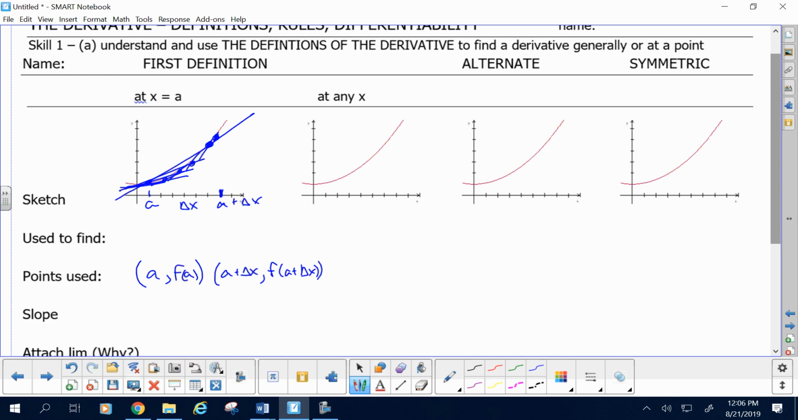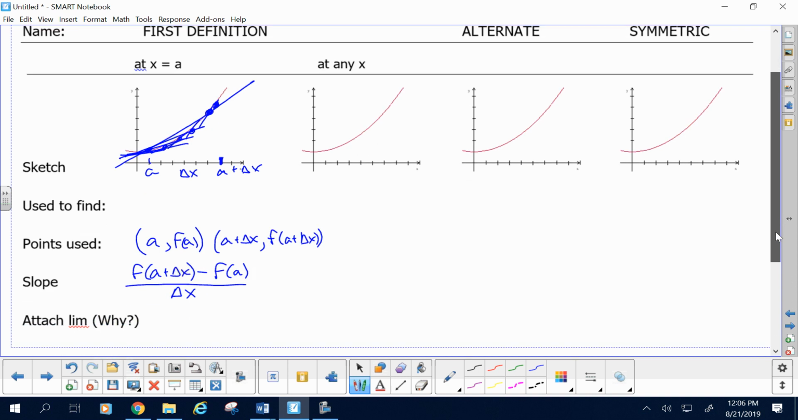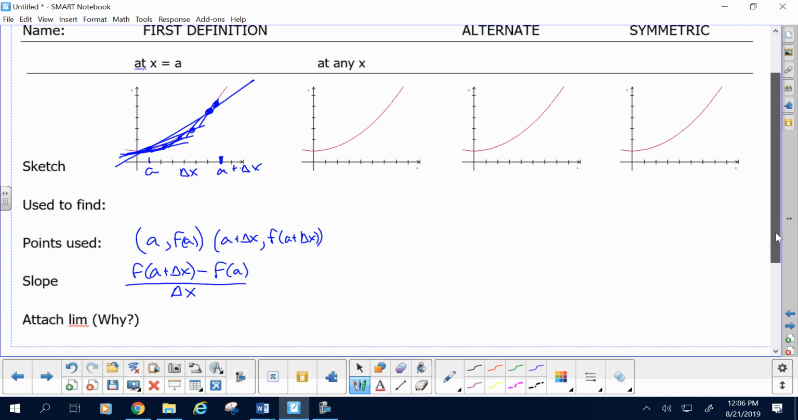All right. Now, when I use those 2 points, what's the slope between them? Change in y is F at A plus delta x minus F at A, over change in x, which is delta x. By definition, that's what delta x is. I guess you could say A plus delta x minus A. Doesn't that put you at delta x? Now that's the slope, and is that the secant slope or the tangent slope? Secant. That's the secant slope.